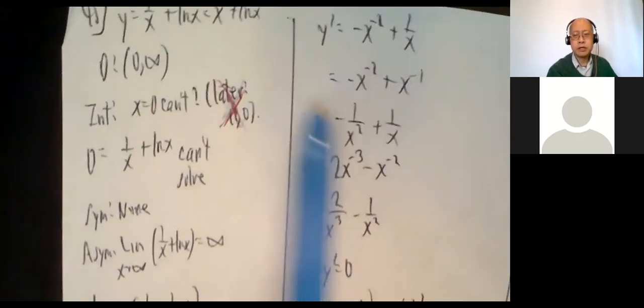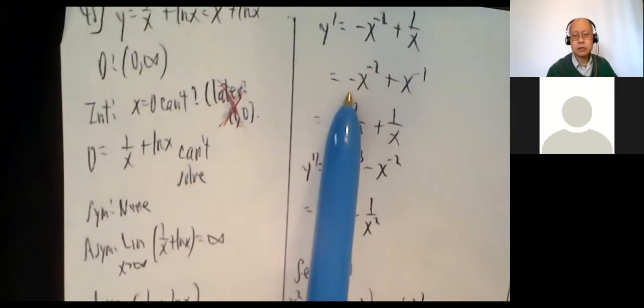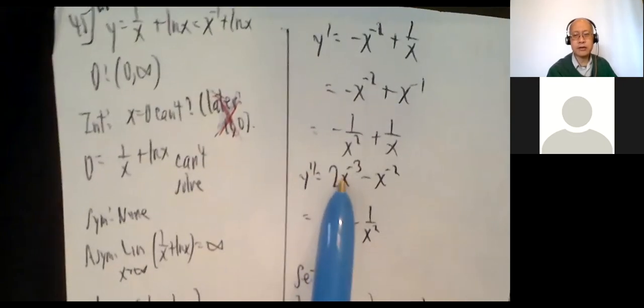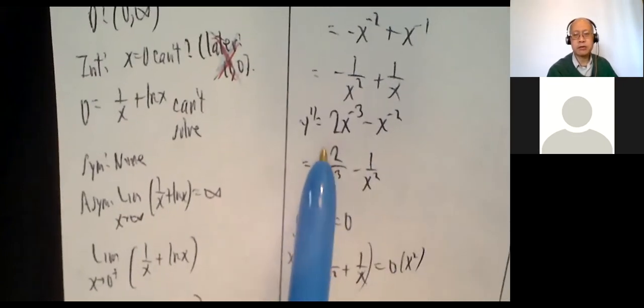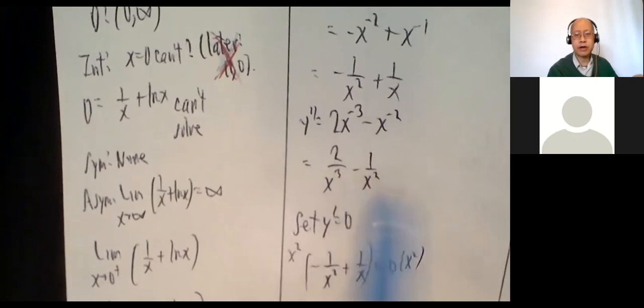Double prime, differentiate this. So that's going to be positive 2x to the negative 3 minus x to the negative 2. And then better for algebra, 2 over x cubed minus 1 over x squared.